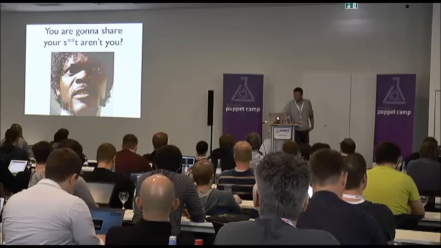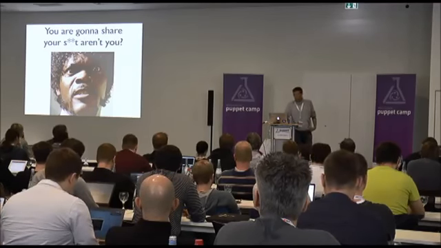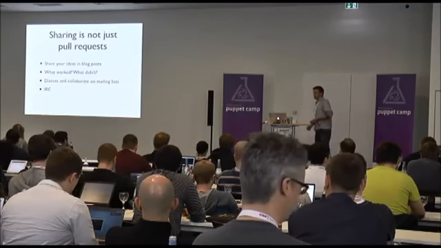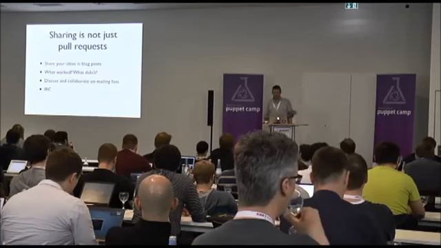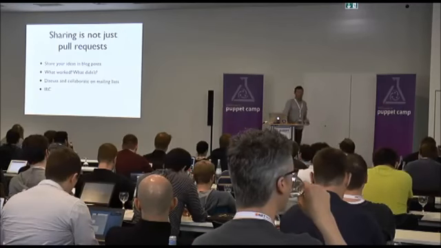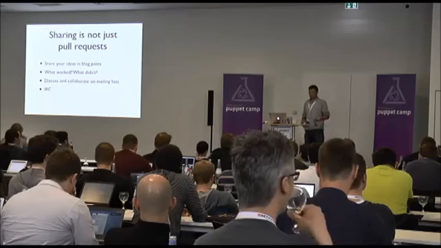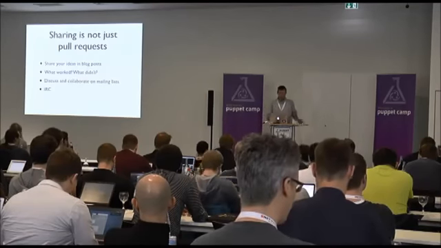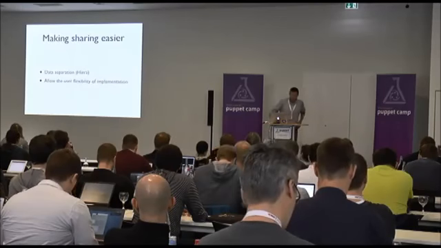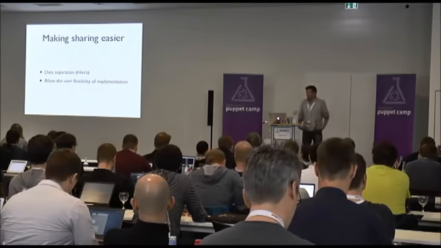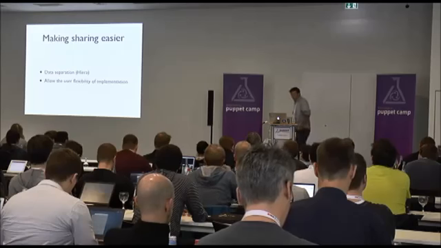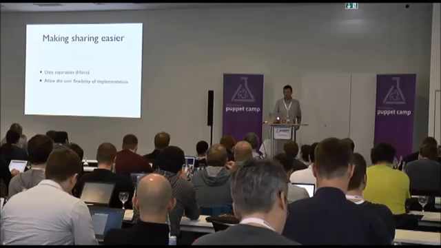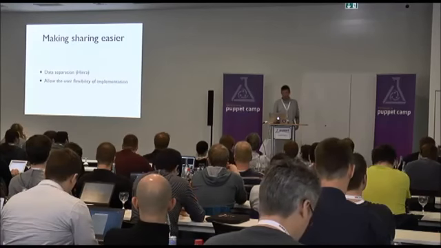Also, when people talk about sharing, they tend to just think about GitHub. And sharing's not just about pull requests. You can share if you don't code. You can share your ideas on blog posts. You can tell the world what worked and what didn't for you, help others. And the same with mailing lists and IRC. So from a Puppet point of view, how do we make sharing easier? We separate the data from the code using Hiera, and we want to allow the user the flexibility of implementation of our module.